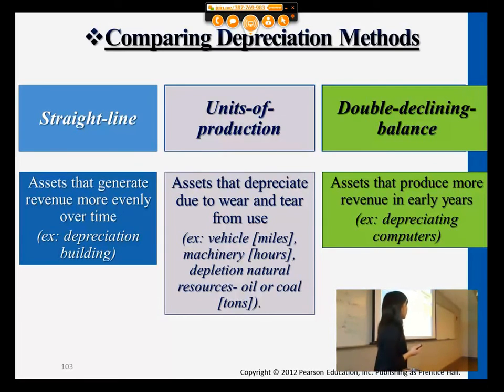Okay, so with the double declining balance method, we don't spread the depreciable cost evenly. We assume that in the earlier years of the asset, it usually depreciates faster than in later years.